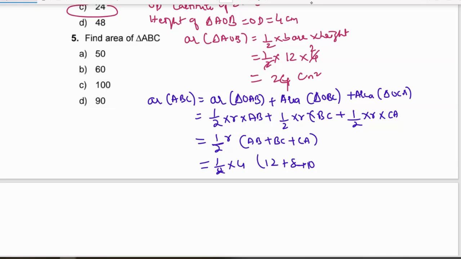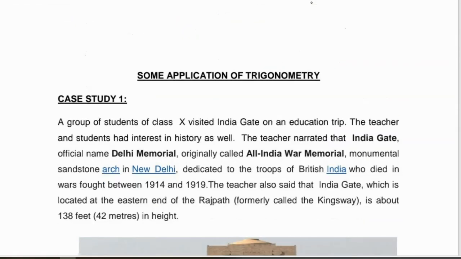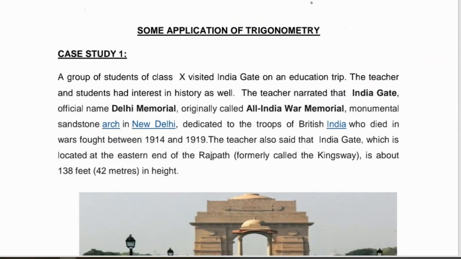12 plus 8 plus 10. So now when you add this 12 plus 8 plus 10, we get 30. It will be 2 into 30, because 2 ones, 2 twos. So 30 into 2 is 60. So the area will be 60 square centimeter. Moving on to the next question, we have some application of trigonometry.